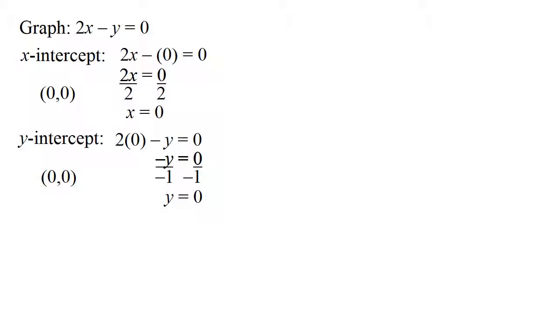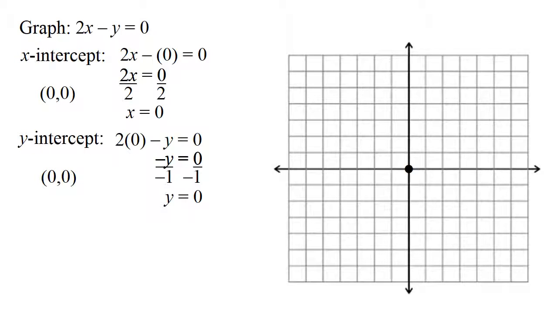And I hope you begin to see the problem with this particular situation. I only have 1 point. I can't draw a line with only 1 point. I need 2 points, so I need a second point. If your line happens to go through the origin, you're probably not going to be able to find 2 different intercepts for that. So I need to find another value.